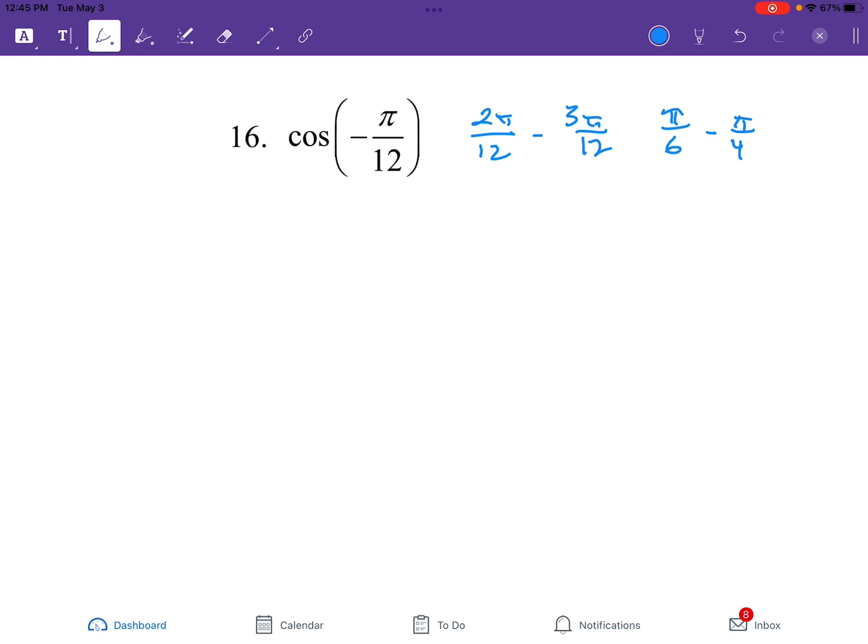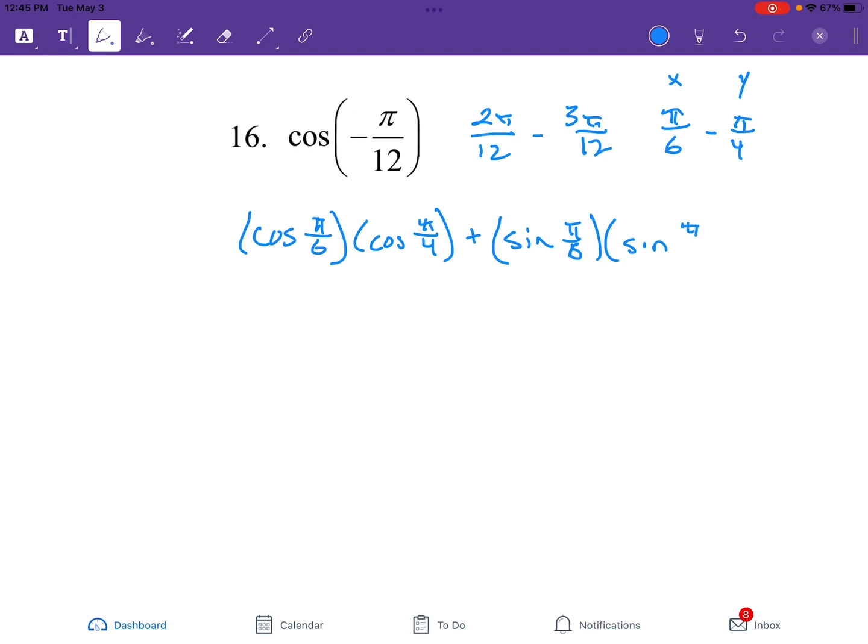Okay, so now this is our x, this is our y. So we're going to put that into the cosine formula, and since we subtracted, we use the cosine x minus y formula. So we have cosine of x, which is pi over 6. Then we have cosine of y, which is pi over 4. Then it says plus. We do the sine of x, which is pi over 6. And the sine of y, which is pi over 4.